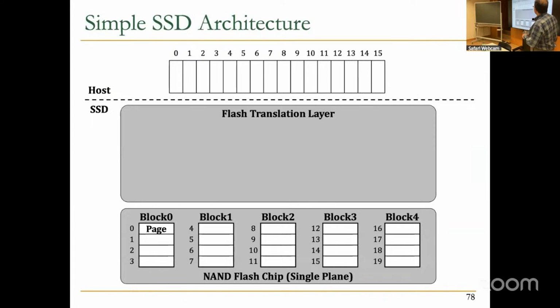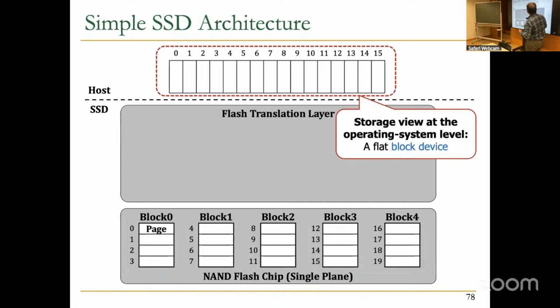Let's start with an example: a very simple SSD architecture. We consider a single plane with 5 blocks, and in each block we have 4 pages. This is the way that the file system or the I/O block layer looks at your SSD, as a continuous array. So your logical address space, for example, is 16 pages.